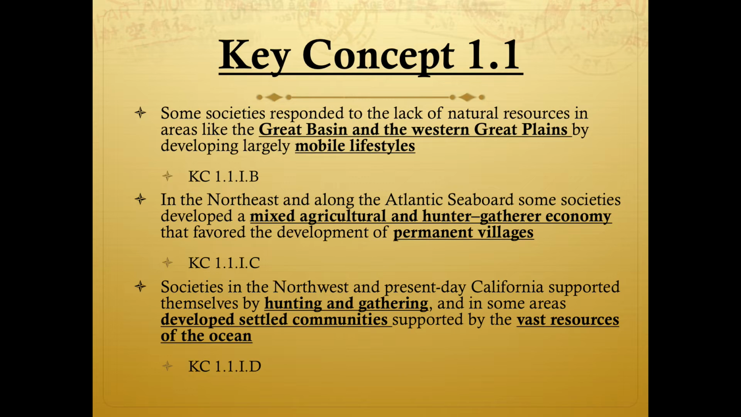In the northeast and along the Atlantic seaboard, where the English eventually settled, they'll come across mixed agricultural and hunter-gatherer societies that develop very strong economies and permanent villages.